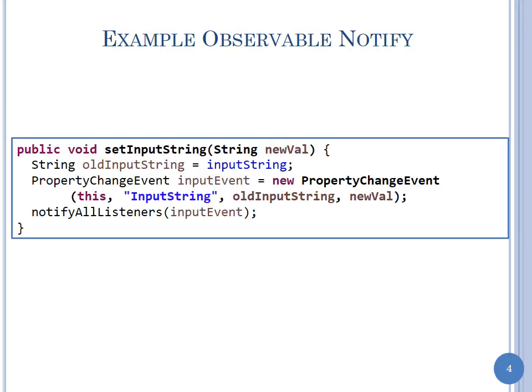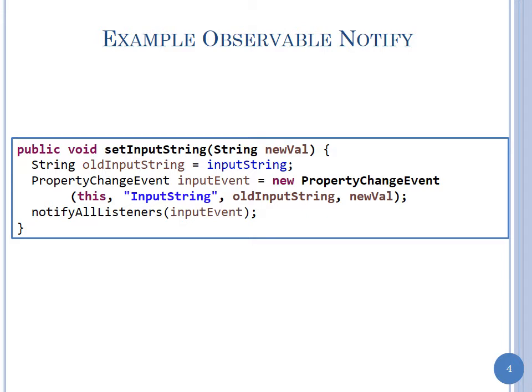And to make this comparison in more depth, let's take examples to see these concepts concretely and understand them better. If you do a set input string, as you did in your assignment and in the examples we saw earlier, the input string variable in some object changes. So that is an observable object. It creates an event to describe the change, and then notifies all listeners about the change.